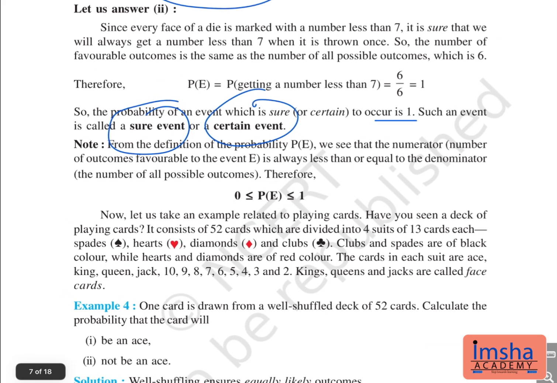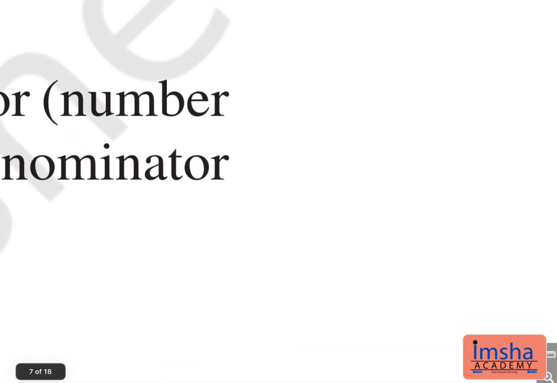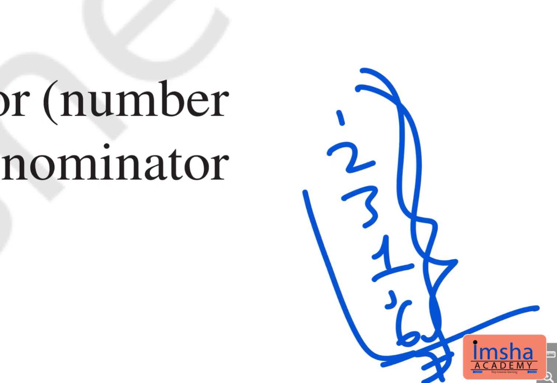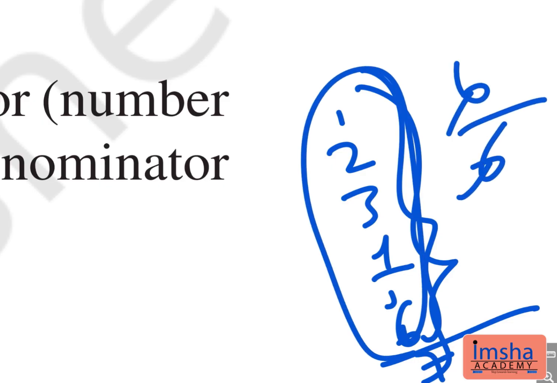See, since every face of the die is marked with a number less than 7, it is sure that we will always get a number less than 7 when it is thrown once. So the number of favorable outcomes is the same as the number of all possible outcomes, which is 6. So the probability of getting a number less than 7, that is 1, 2, 3, 4, 5, 6, these are the 6 numbers less than 7. What is the probability of happening? 6 by 6, right? That is equal to 1.